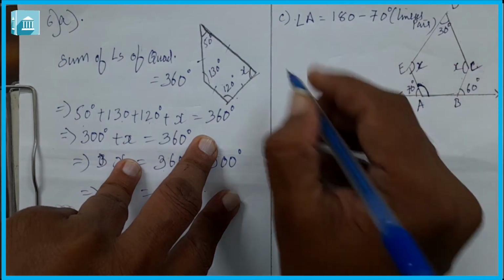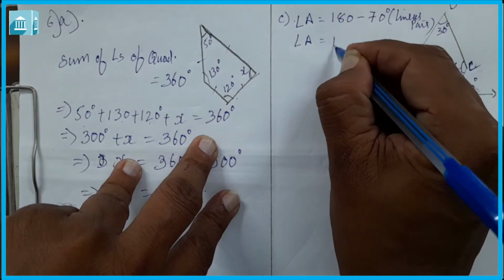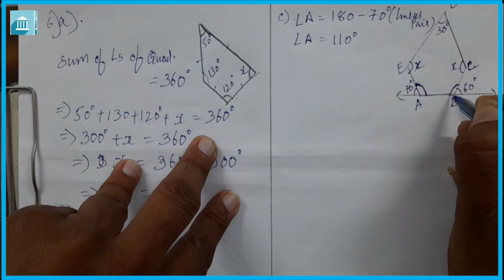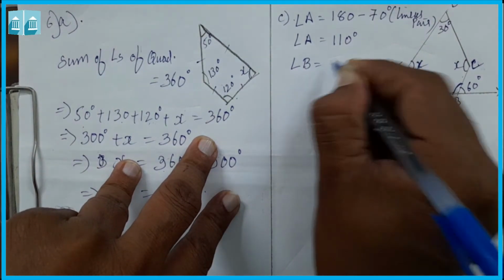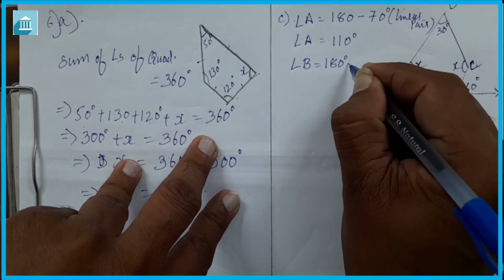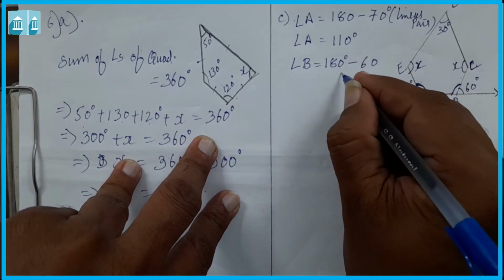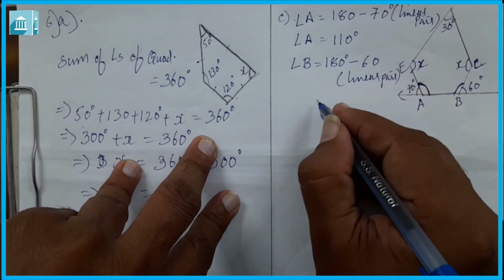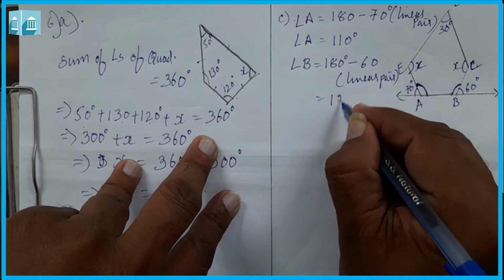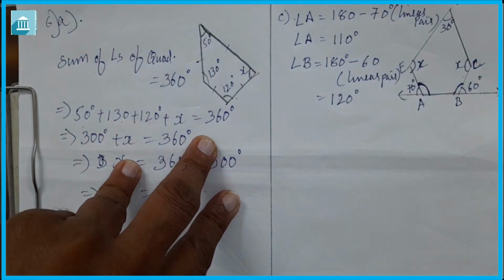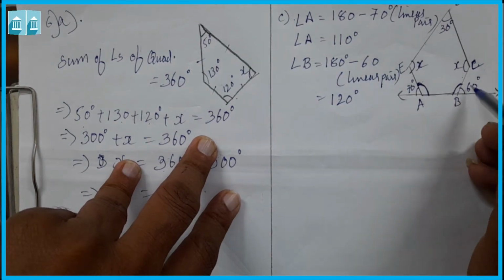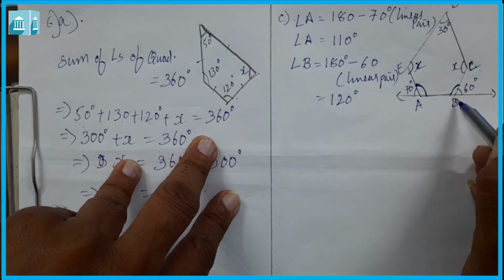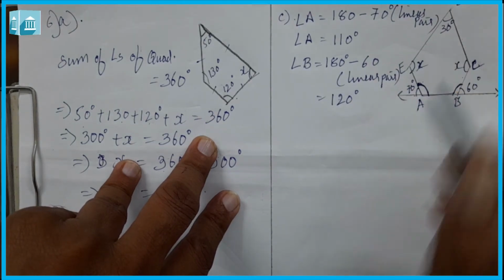As it is a linear pair, we get angle A is equal to 110 degrees. In the same way, angle B is equal to 180 degrees minus 60 degrees, because this is also a linear pair. So 180 minus 60 is equal to 120 degrees. Now we got angle A, we got angle B, and angles C and E are x.